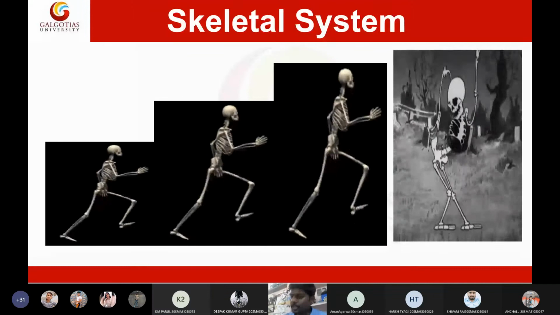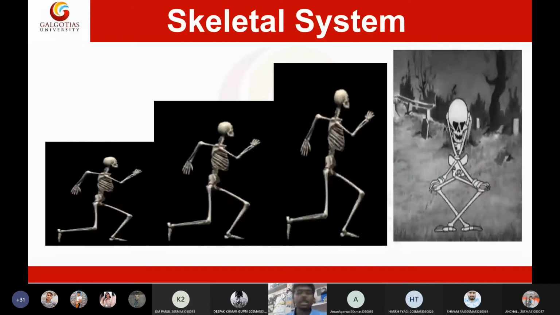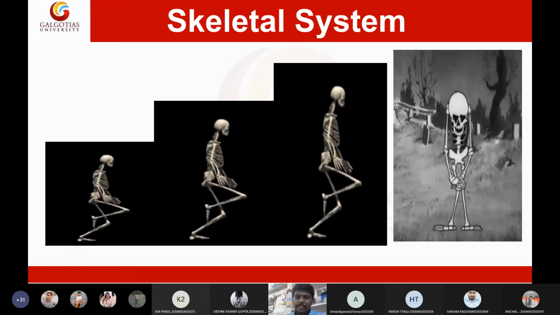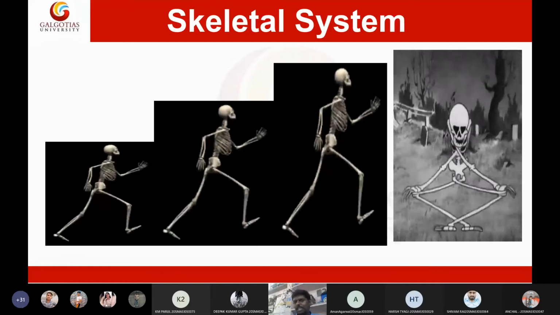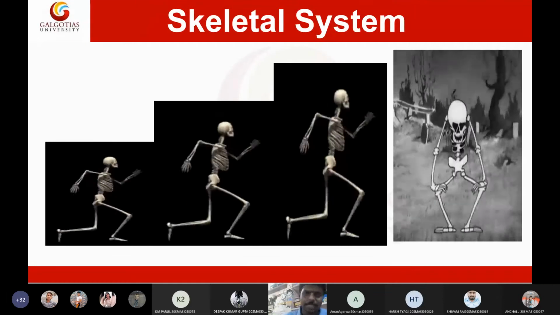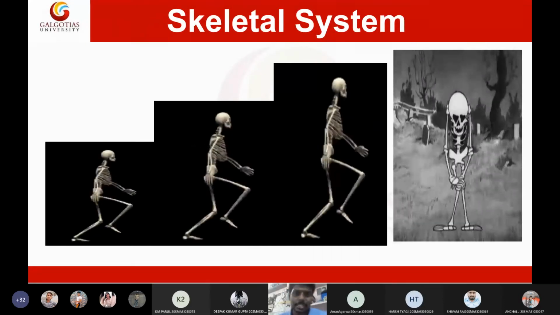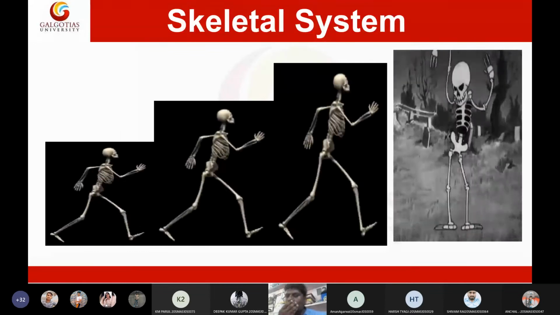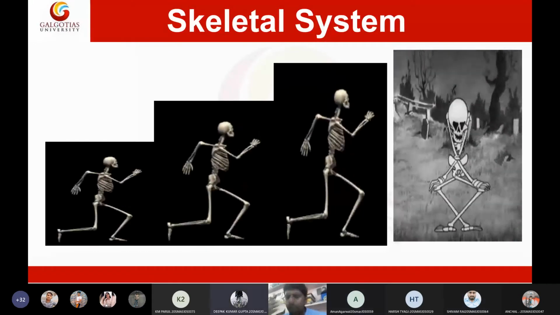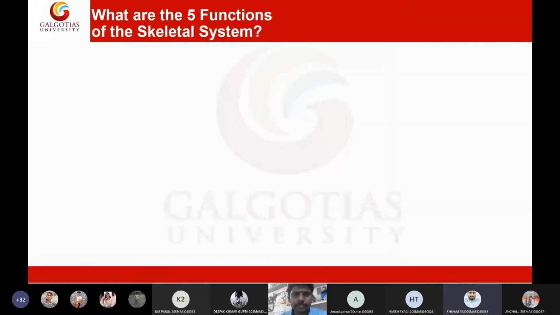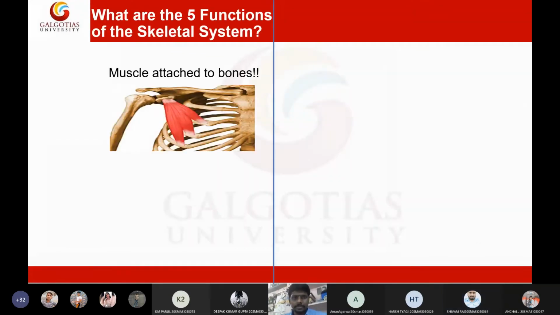So the next topic of today's lecture is the skeletal system, students. First I will tell the functions of the skeletal system, then we can see the classification. Can anyone guess how many bones an adult will have? 206. Perfect. 206 bones, correct. So let us see the functions of the skeletal system.